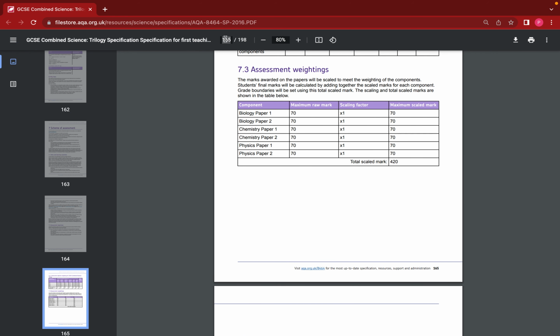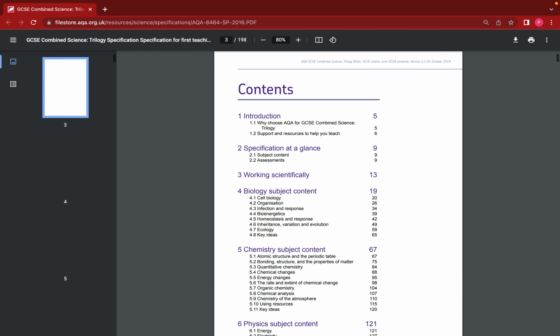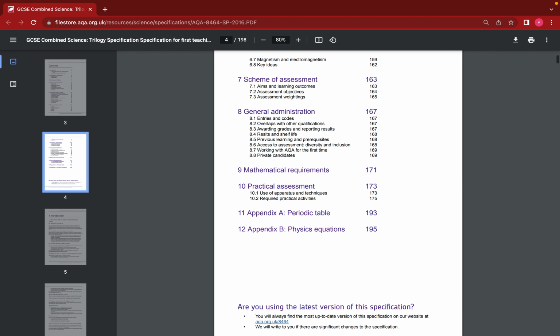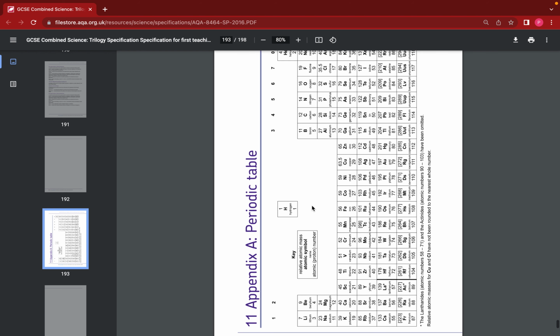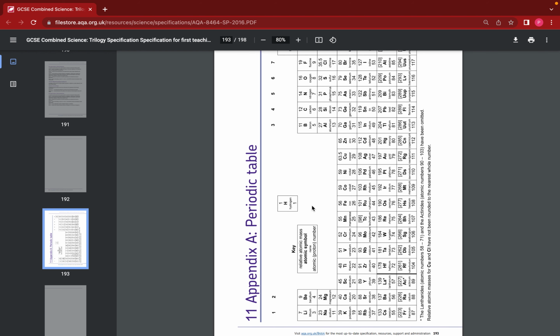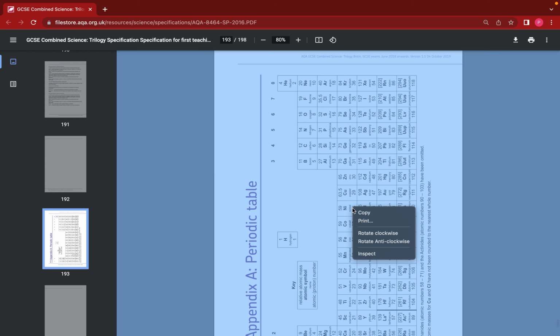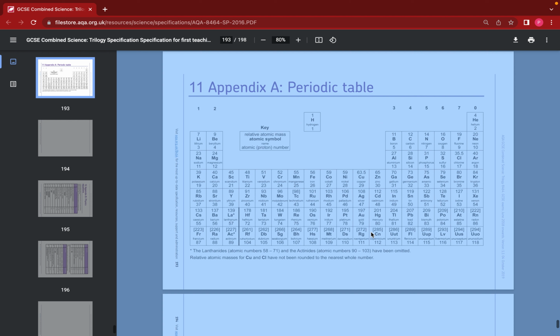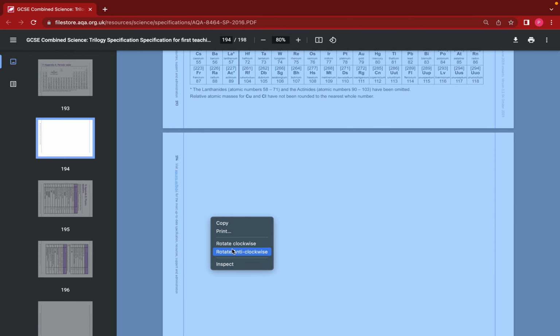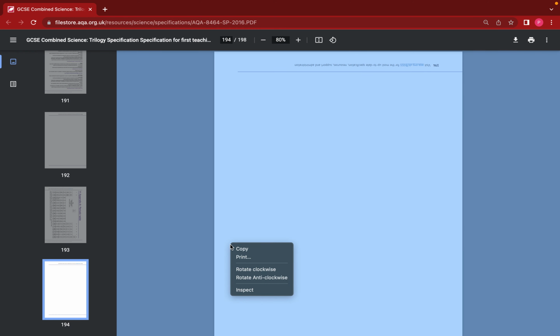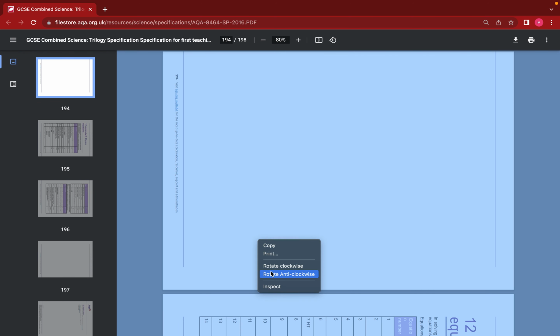Okay, if we go back to page 3 again, we can go down here and have a look at the periodic table, so you can familiarise yourself with the periodic table, print out a copy, make sure you're aware of all those different groups, group 1, group 2, transition metals. Can I turn this page, rotate clockwise, there we go. So we've got it nice and clearly there in front of you, and we can see that.